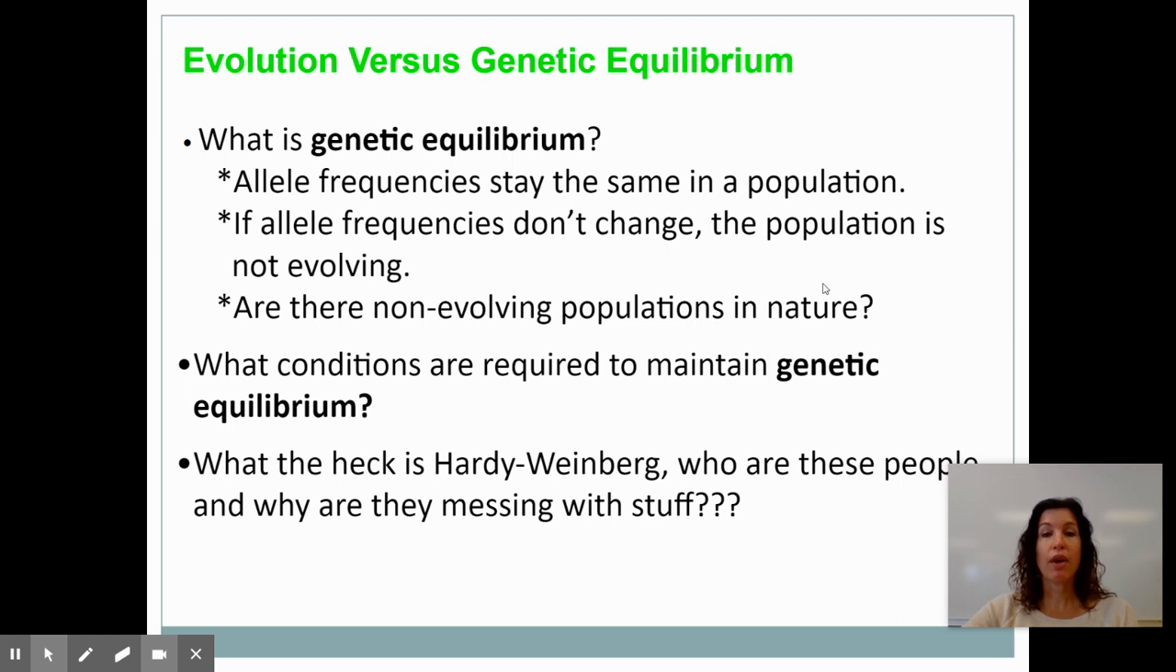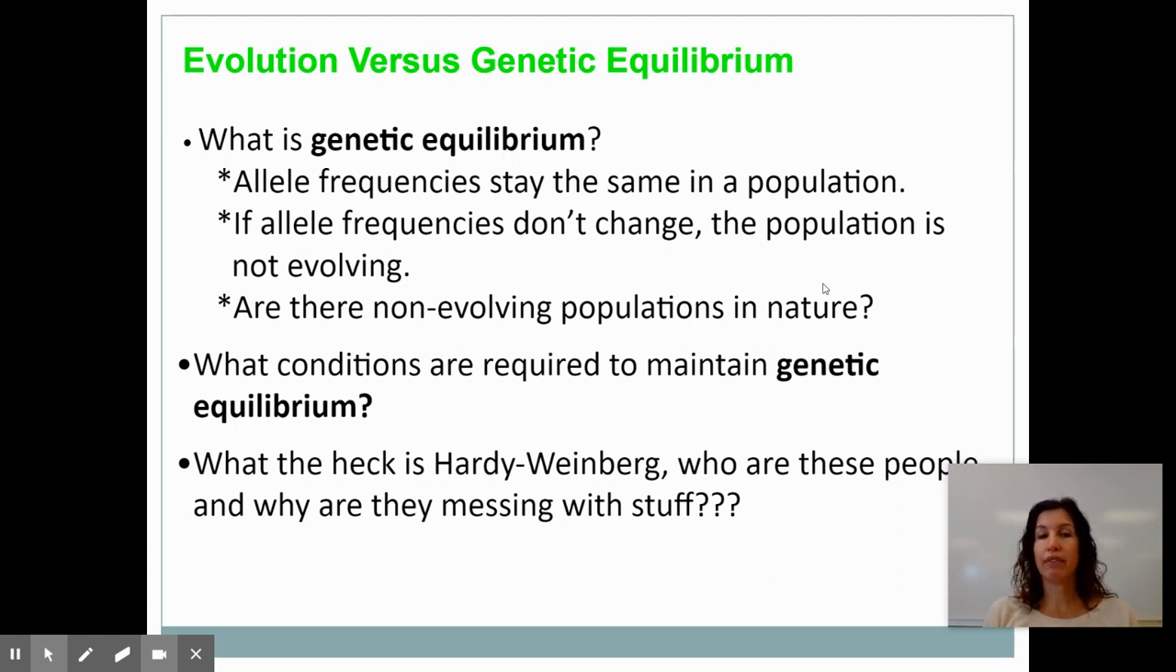So there's a difference. We can be talking about evolution, changes in a population, or we can be talking about genetic equilibrium. Genetic equilibrium is when allele frequencies stay the same in a population. And if those allele frequencies don't change, the population is not evolving. So in genetic equilibrium, a population is not evolving.